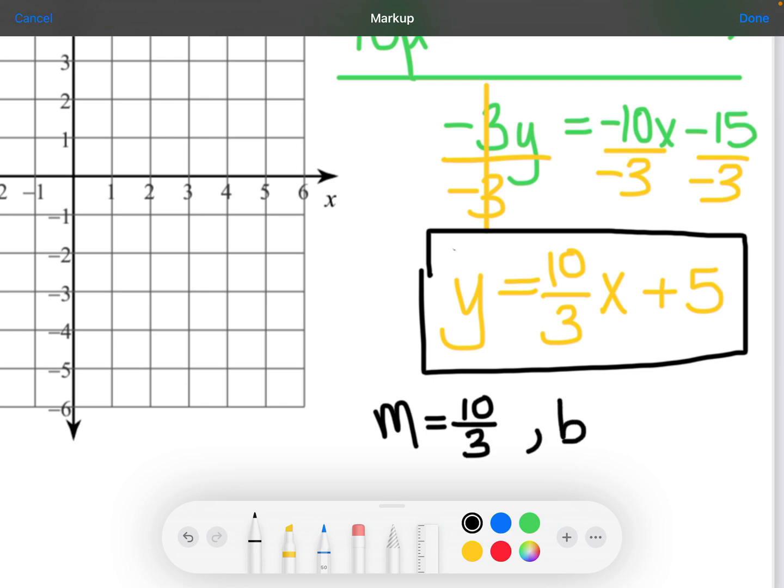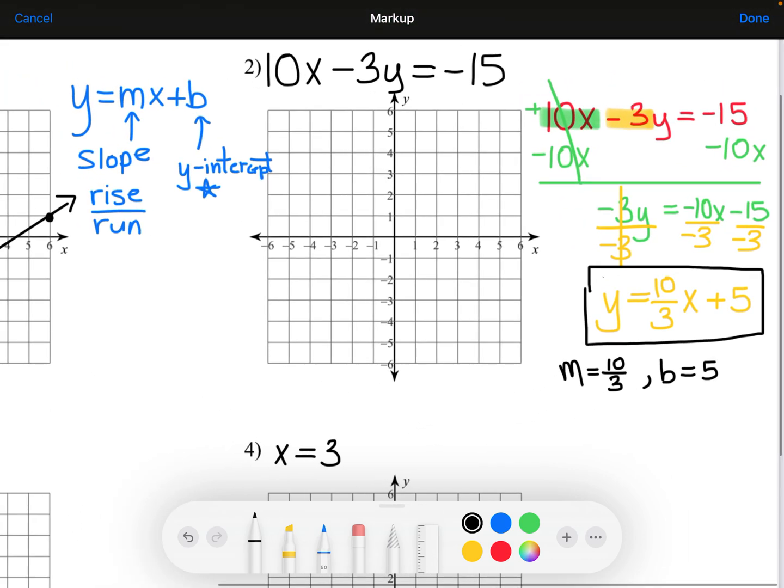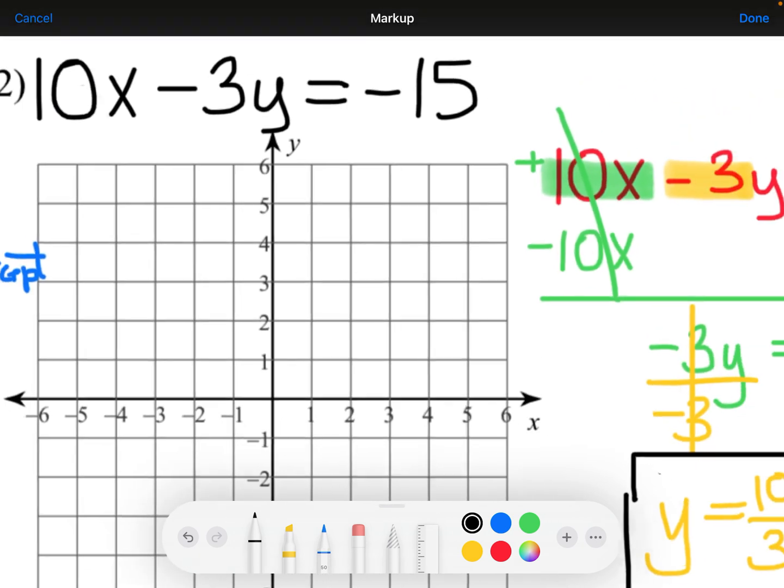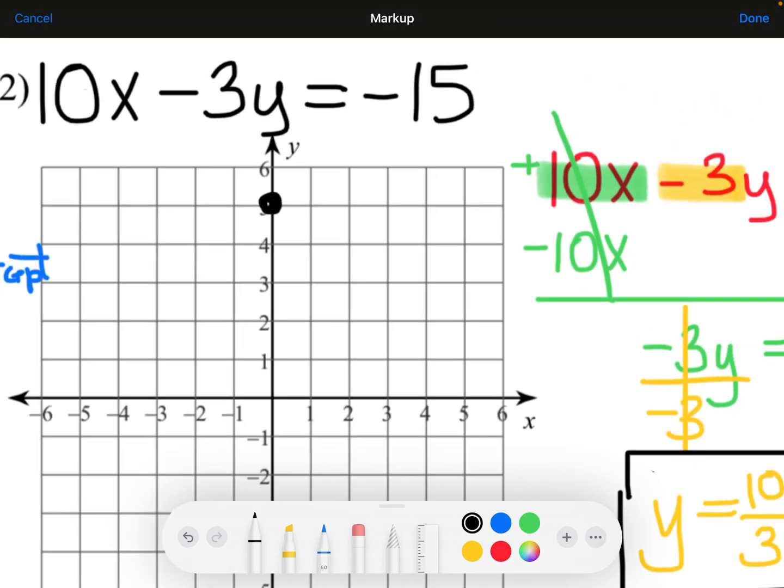And the y-intercept is 5. So we're going to start by plotting 5 on the y-axis. Now my slope is 10/3, which means technically I would go up 10, 1, 2, 3, 4, 5, 6, 7, 8, 9, 10, and over 3.